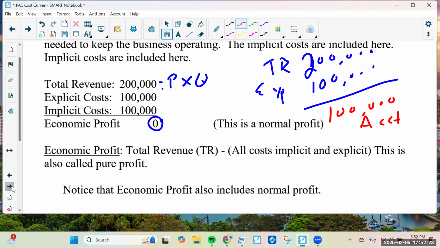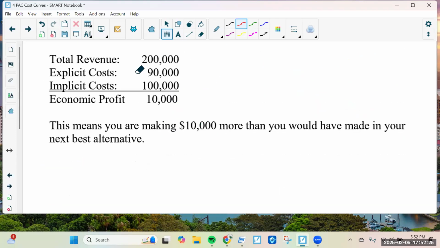Now, let me show you another example here. All right, let's take a look at this one. Total revenue is $200,000. Explicit costs are $90,000, so I'm paying $90,000 to other people. My opportunity cost is still $100,000. That means I made a $10,000 economic profit. I made $10,000 more than my next best alternative. I'm not earning a zero economic profit or a normal profit.